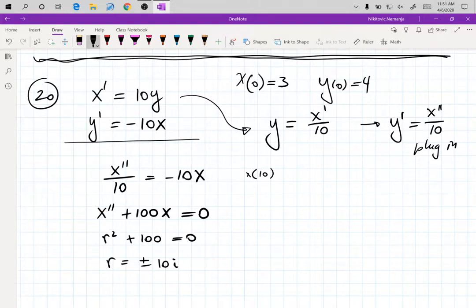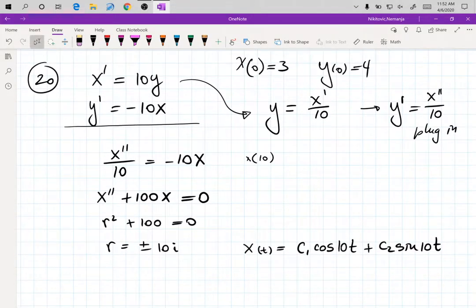So what are my x solutions? My x solutions, x of t, right, is equal to, there is no a term over here, therefore there will be no e. We'll just have a cosine sine solution. So this would be c1 cosine 10t plus c2 sine 10t. So that's our life.